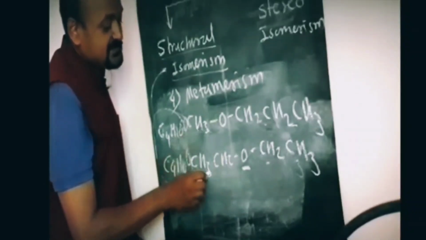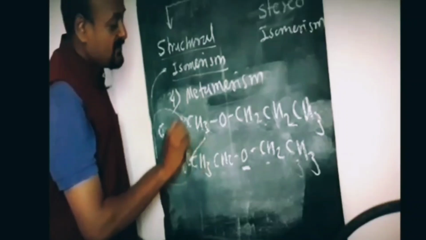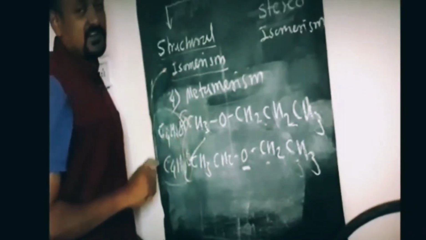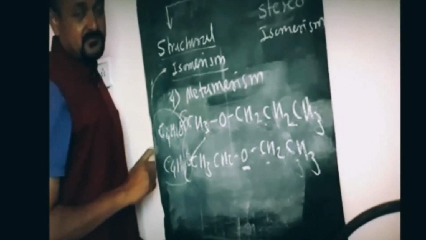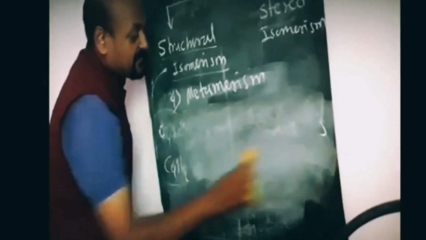Here also, you just see the structures. These two have different structural formulas. That's why those are known as structural isomers. Now let us take the last type.